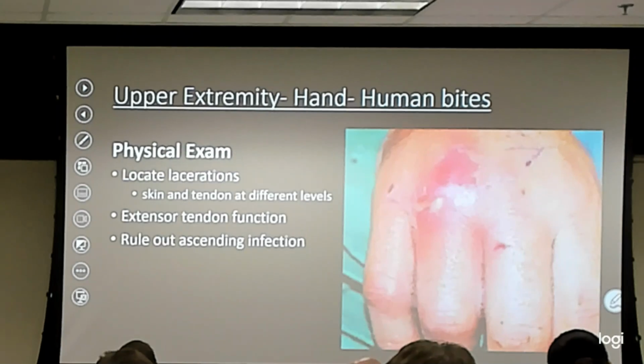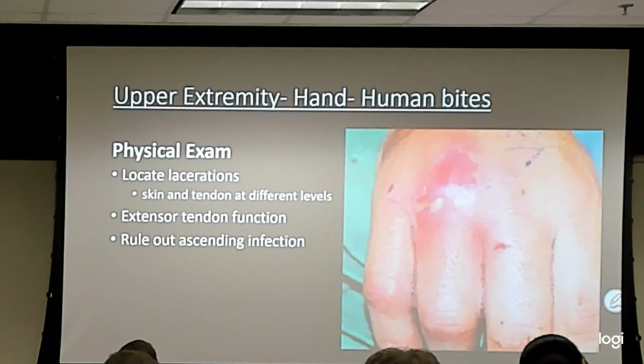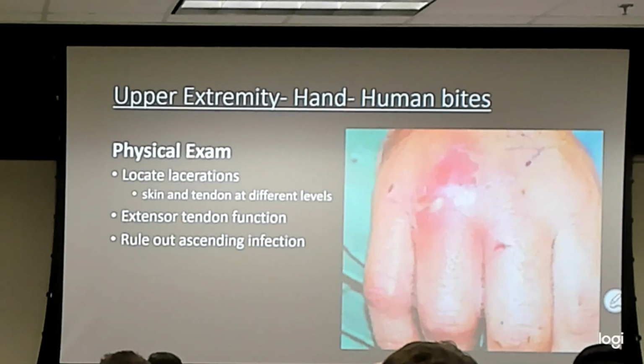So on physical exam, I need to locate the lacerations both in the skin and at the tendon, remembering that that tendon has snaked proximally when they put their hand nice and flat on the table. It might be easier to get them to put back into that fist position, find things, and then treat them. We want to, again, isolate each of the extensors and measure those.